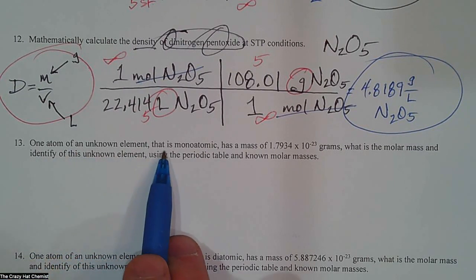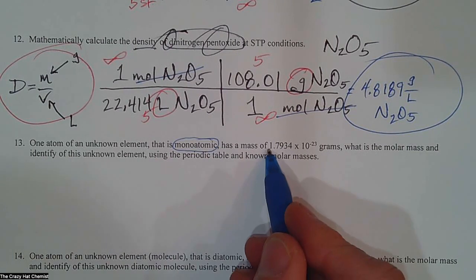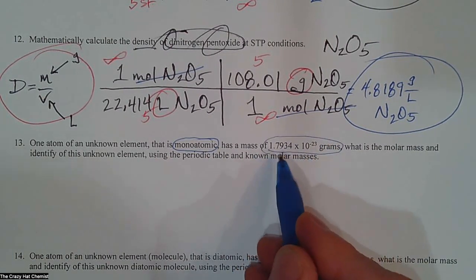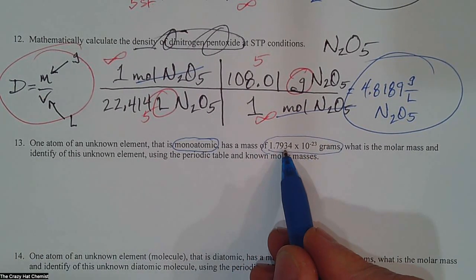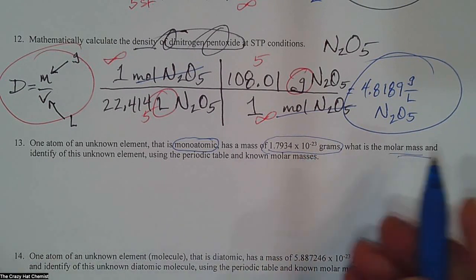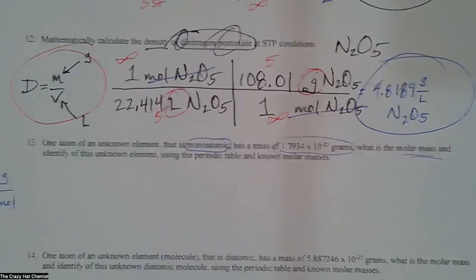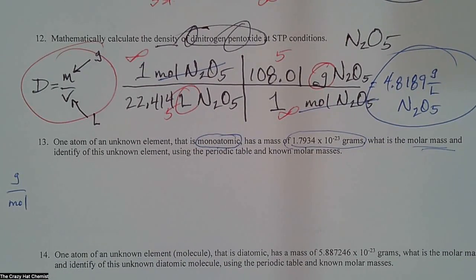One atom of an unknown element that is monoatomic, this is going to be critical, monoatomic, has a mass of this in grams. That's 1.7934 times 10 to the negative 23. What is the molar mass? So molar mass is grams per mole. Hopefully you remember that. I just wrote that off to the side. There we go. Grams per mole.